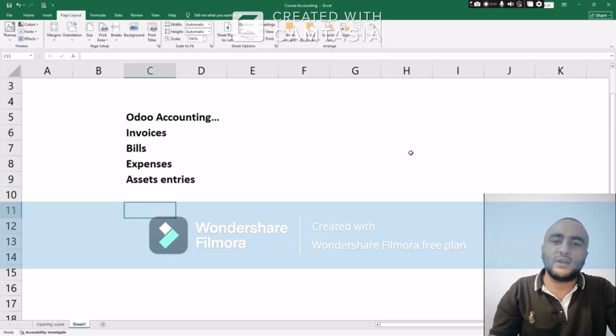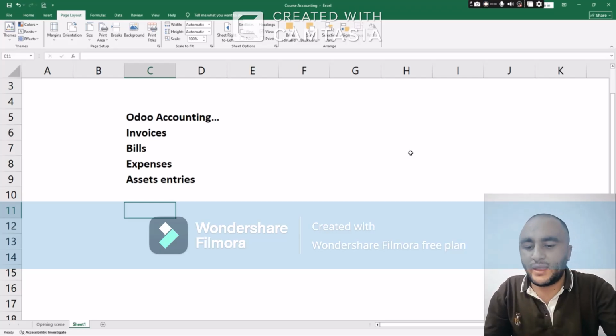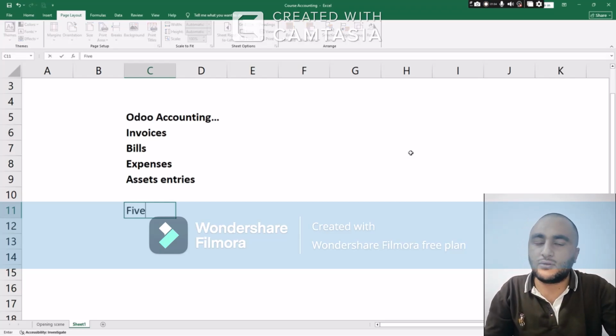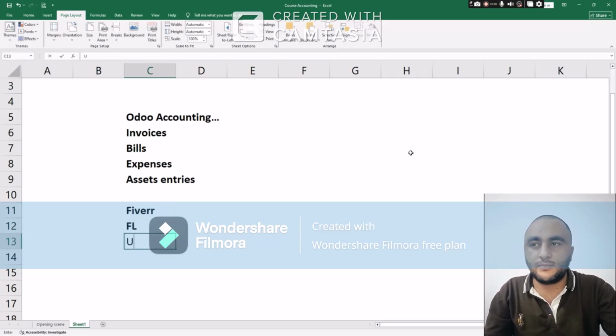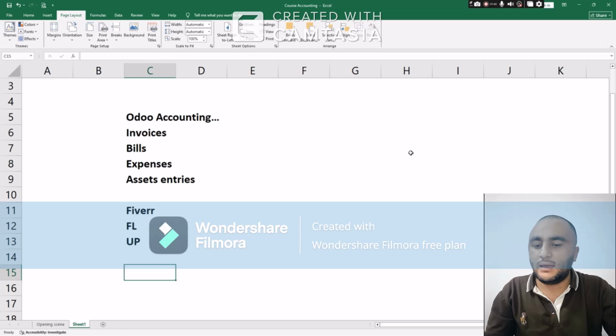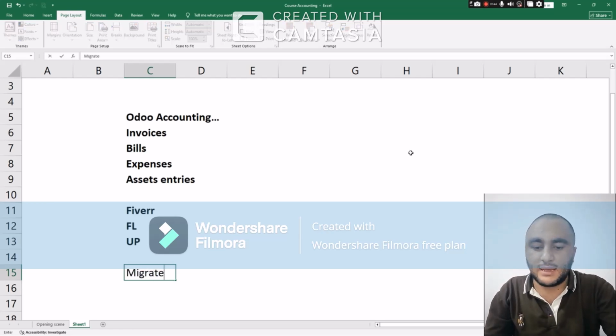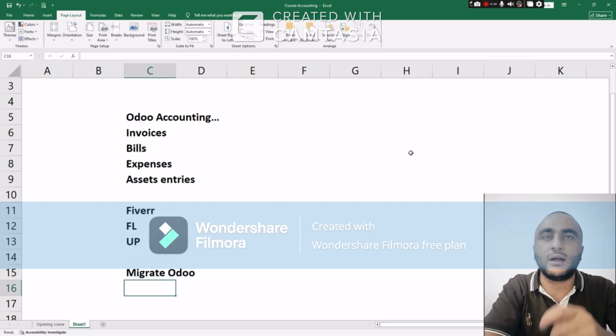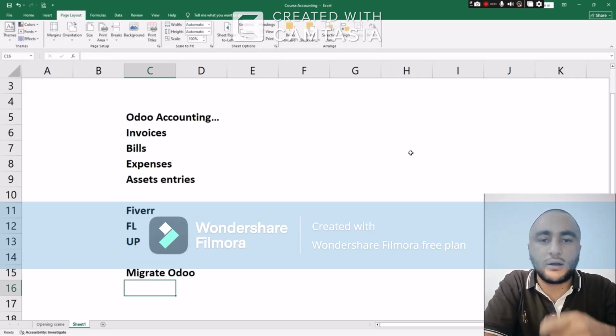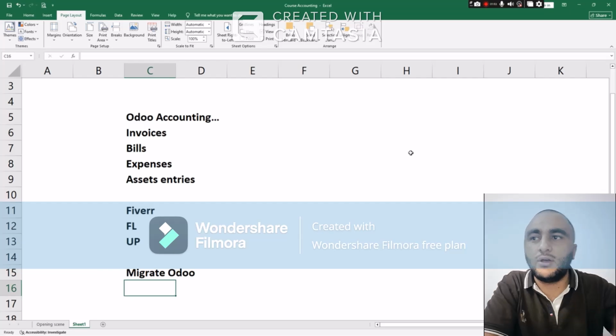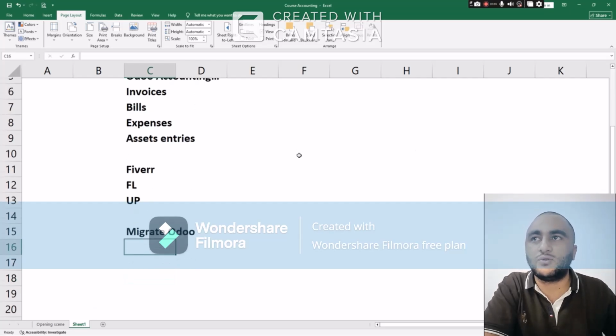And for freelancing, if you want to do freelancing, you can create a gig on Fiverr and also on Freelancer. On Upwork also you can create your profile and make gigs, like migrating companies to Odoo. Companies are using other software like QuickBooks, or are not using any software for now. You can migrate those companies to Odoo.